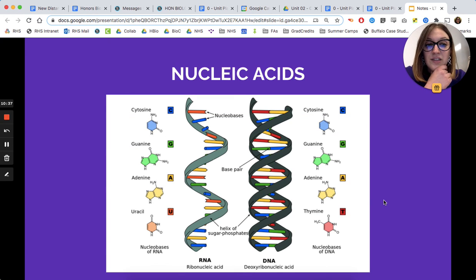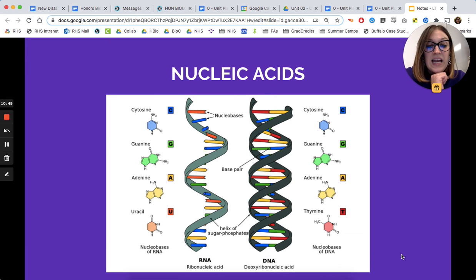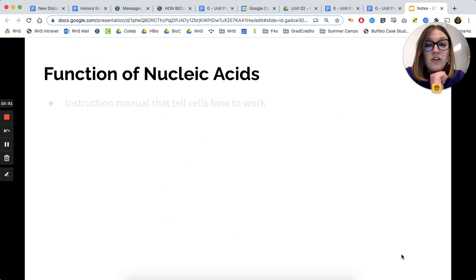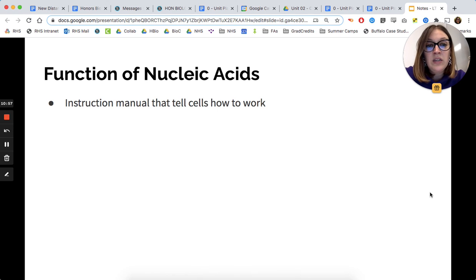All right, let's dive into our last major group of organic compounds. These are called nucleic acids. It sounds like a fancy word, but you've actually heard of one type of nucleic acid before, and that is DNA. The function of nucleic acids is that they are a molecule that is kind of like an instruction manual. They tell a cell how to do its job.